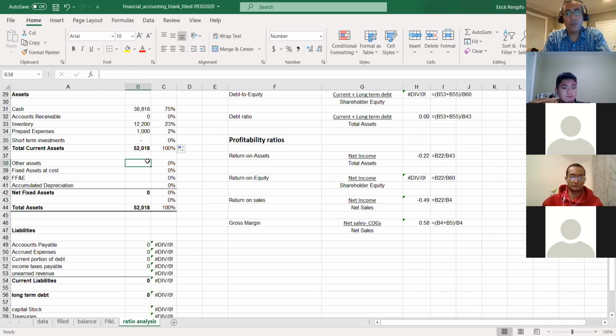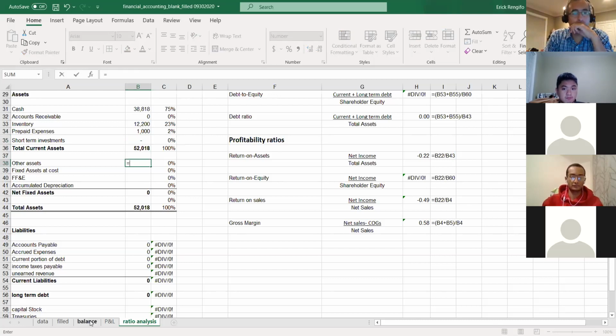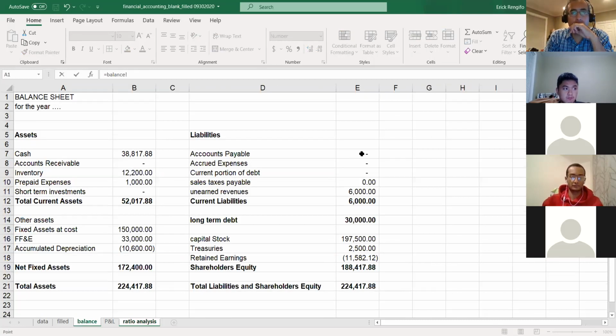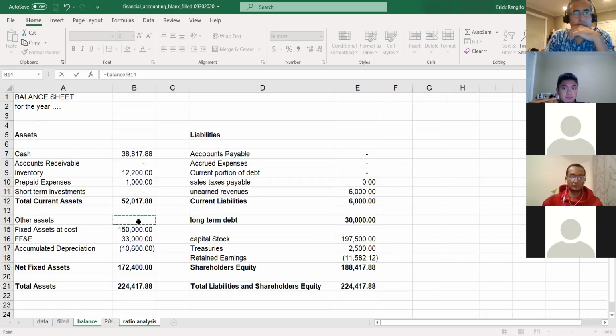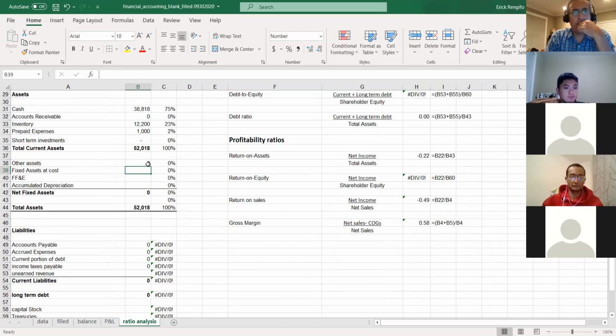Okay. I will do the other assets. Oh, other assets. I'm sorry, other assets. Yeah, I don't have any other assets here. My percentages are off for some reason. Oh, let's first compute all the numbers and okay. So I have fixed assets, FF&E, and accumulated.